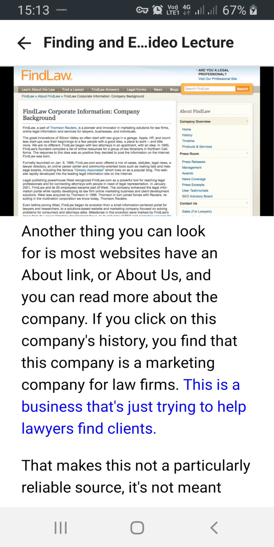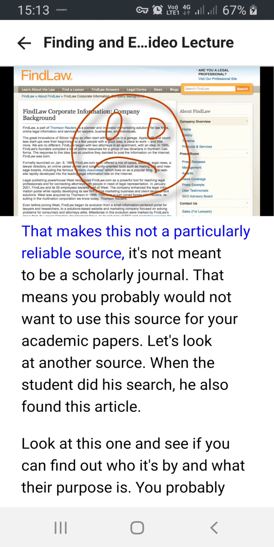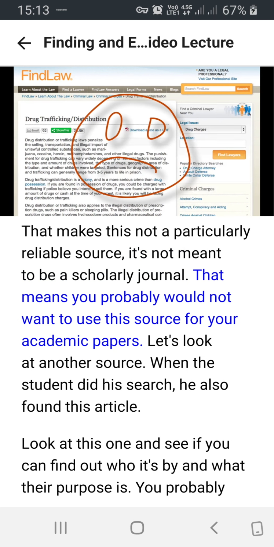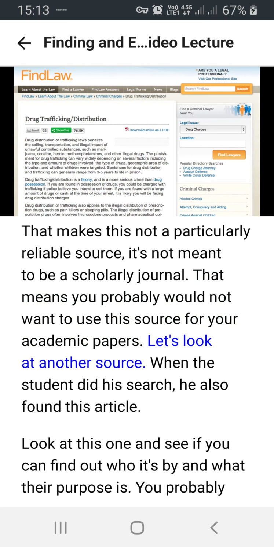This is a business that's just trying to help lawyers find clients. That makes this not a particularly reliable source. It's not meant to be a scholarly journal. That means you probably would not want to use this source for your academic papers. Let's look at another source.